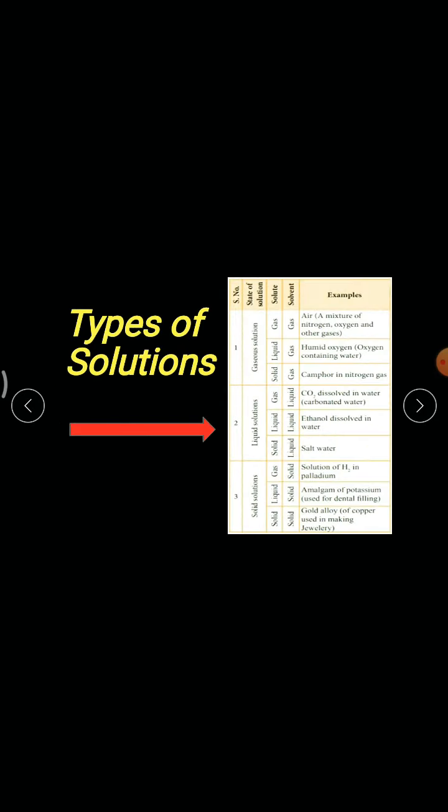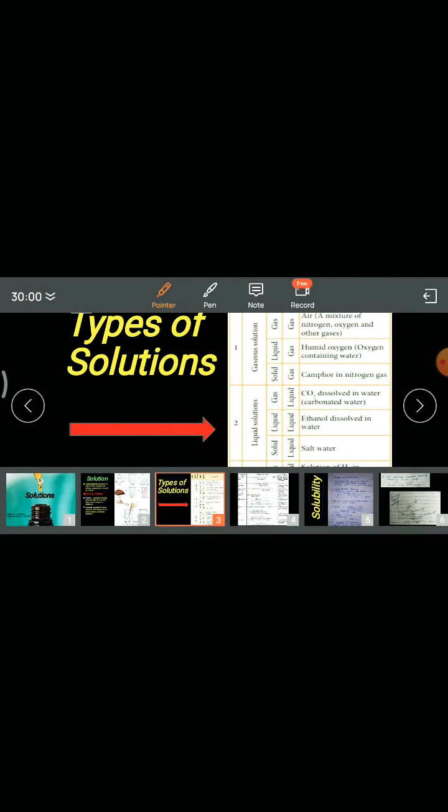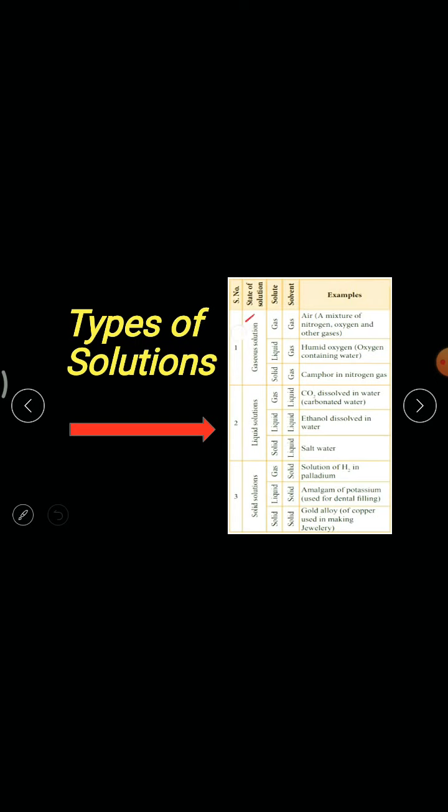Next is types of solutions. When the solvent is a gas, it is a gaseous solution. When the solvent is a liquid, it is a liquid solution. When the solvent is a solid, it is a solid solution.